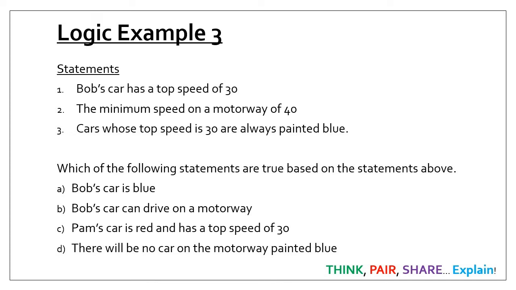Logic example 3. 3 statements again. Bob's car has a top speed of 30, I'm presuming it's miles an hour. Number 2, the minimum speed on the motorway is 40 miles an hour. I think that's true actually. And number 3, cars whose top speed is 30 are always painted blue. So which of the following statements are true based on the statements above?